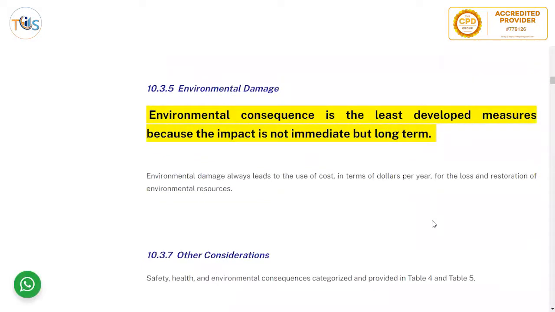Environmental consequences is the least developed measure because the impact is not immediate but long term. This is like smoking cigarettes. People know that they say there is a 50% chance people die earlier because of smoking, cutting your life by, say, 10 years, but because the effect is not immediate, many people smoke. If people knew that they would immediately die in a few months, obviously they wouldn't do that. Same thing for environmental consequence. It's not immediately known, so it's long term. That's why it's the least developed measure.